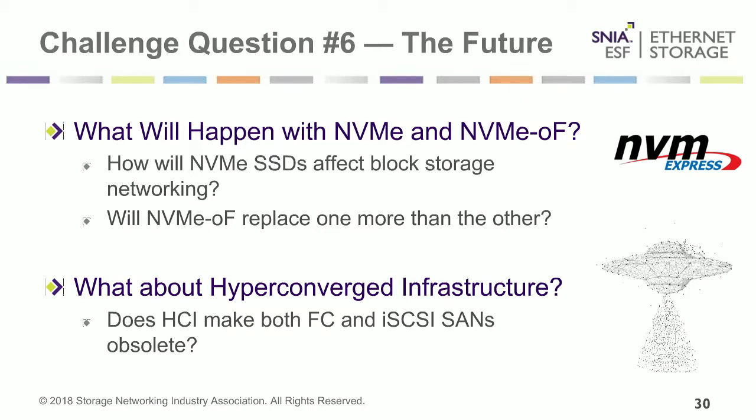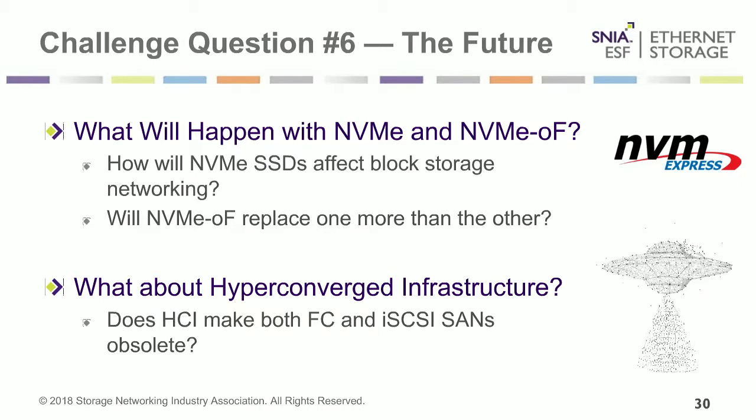So I'm not sure I would say it would replace one or the other more, but it's going to cause some changes. And in some cases, it could cause the expansion of faster storage. It will drive people to deploy faster storage networking, whether it's on Fibre Channel or Ethernet. Hyperconverged can be an alternative to either a Fibre Channel or iSCSI SAN, but it won't replace everything.